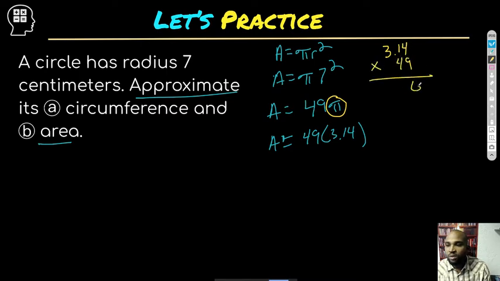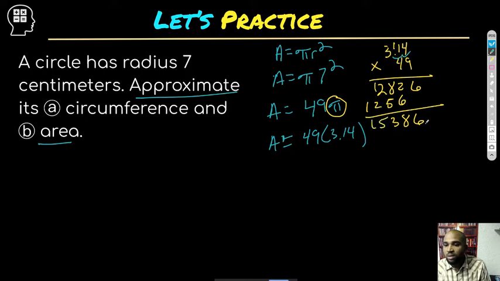9 times 4 is 36. 9 times 1 is 9, plus 3 is 12. It's 27, 28. 4 times 4 is 16. 16, I believe goes there. Hold on, I lost my track. Okay, yeah. 4 times 1 is 4, plus 1 is 5, and 4 times 3 is 12. 6, 8, 13, 5, and 1. We're going to move that 2 spaces. 1, 2, and 153 is what we get.